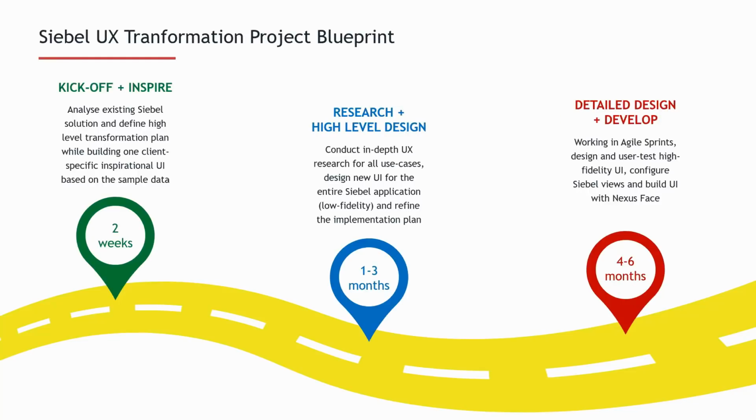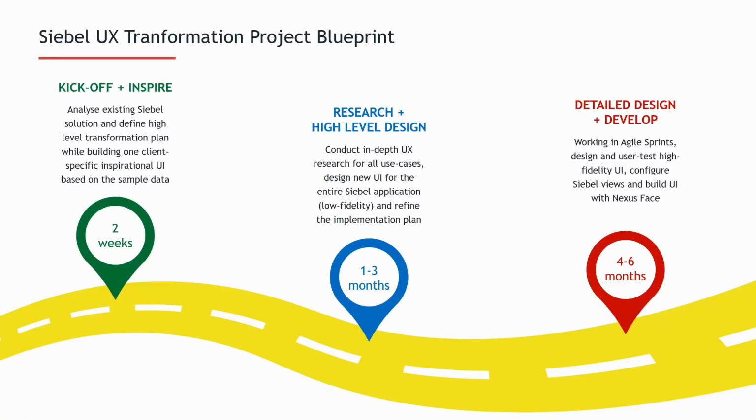If we start with a more ambitious project about re-implementing the entire Siebel UI within a 6 to 9 month time frame, a strategic transformation project, it goes in a slightly different way. The initial phase, this kickoff mini project, is still the same. We look at Siebel, processes, and user roles, and identify use cases. Here we prioritize which use cases are more critical and build the same inspirational UI based on one use case. Then we do, for 1 to 3 months depending on how large your Siebel application is, in-depth user research. We go through all the use cases, sit with the users, run usability tests, and then we come up with the entire new UI design for the entire Siebel application.